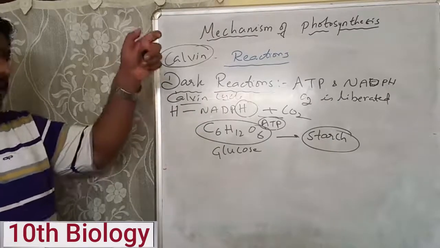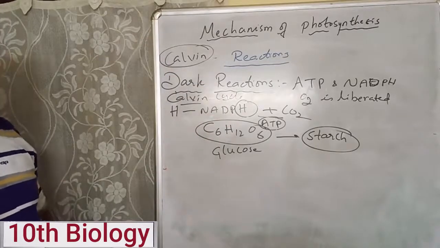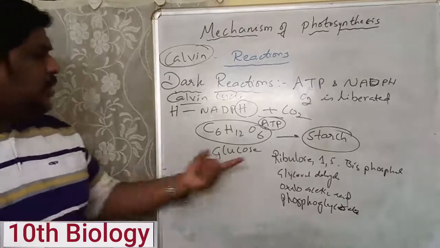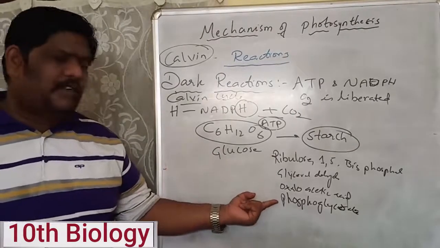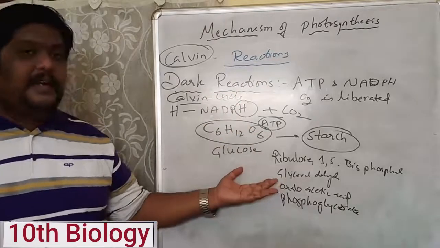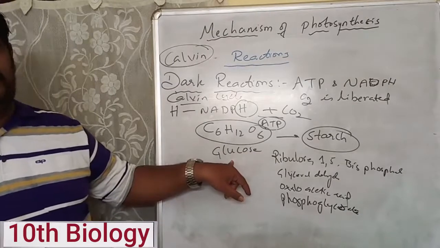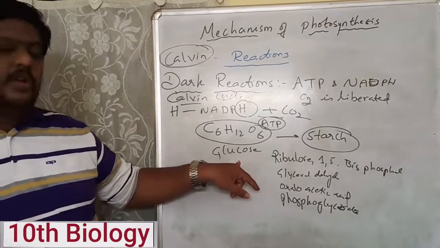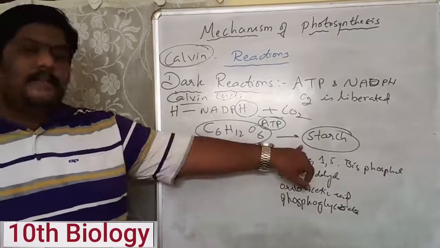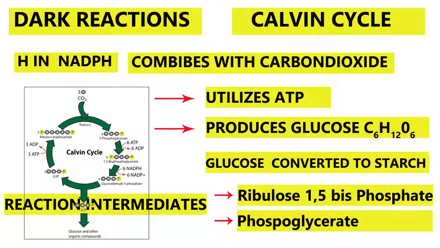There are some 10 reactions which will take place, and after that, you can see ribulose 1,5-bisphosphate, glyceraldehyde, oxaloacetic acid, phosphoglycerate. All these are the different reaction intermediates which are formed before the glucose is formed. Once the glucose is formed, some molecules of glucose will combine together to form the starch, and that's the reason why you can see a starch grain in the chloroplast.